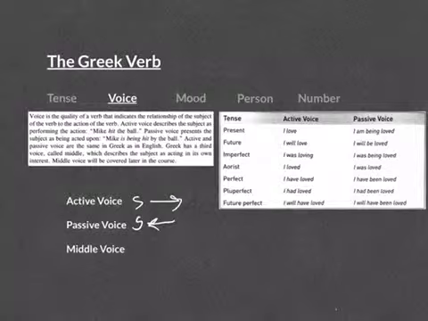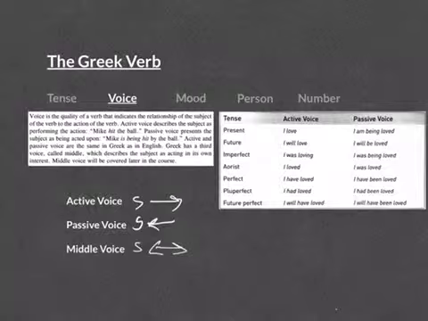Middle is actually the most unique one. It's not in the English language, but the idea is that the subject is not only acting on something, but also being acted upon at the same time. There are three different categories for the middle, but we'll talk about that later. The main thing I want you to know about is the active and passive voice.